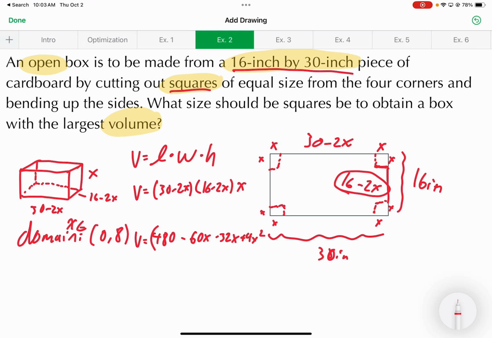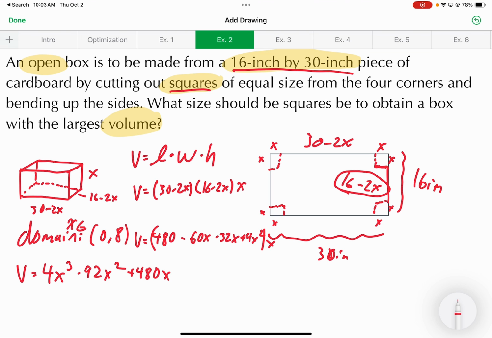Oh, but all of that is still multiplied by x, isn't it? Okay, so then my volume formula is actually going to be 4x cubed. And then negative 60 minus 32 is negative 92 x squared. And then plus 480x. So that's my volume formula.